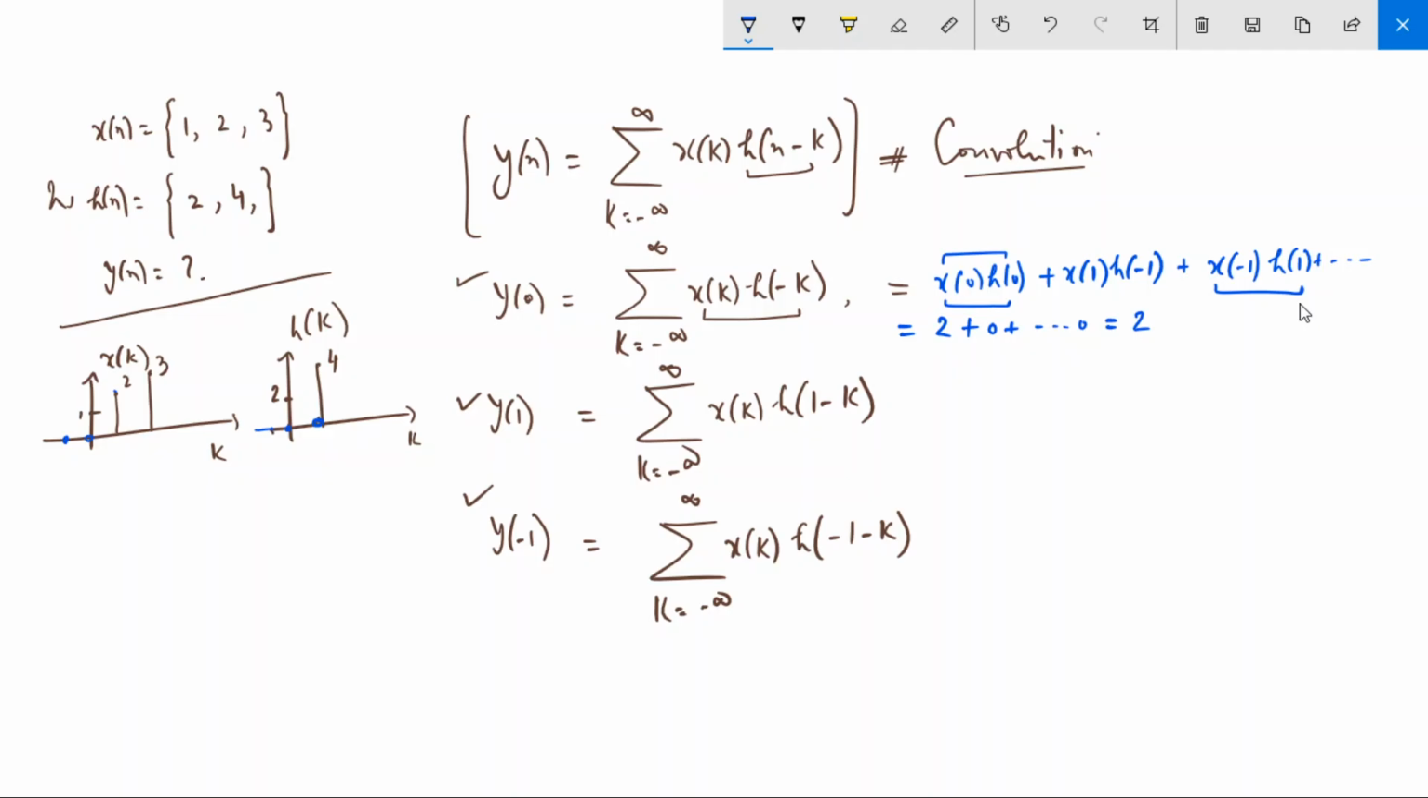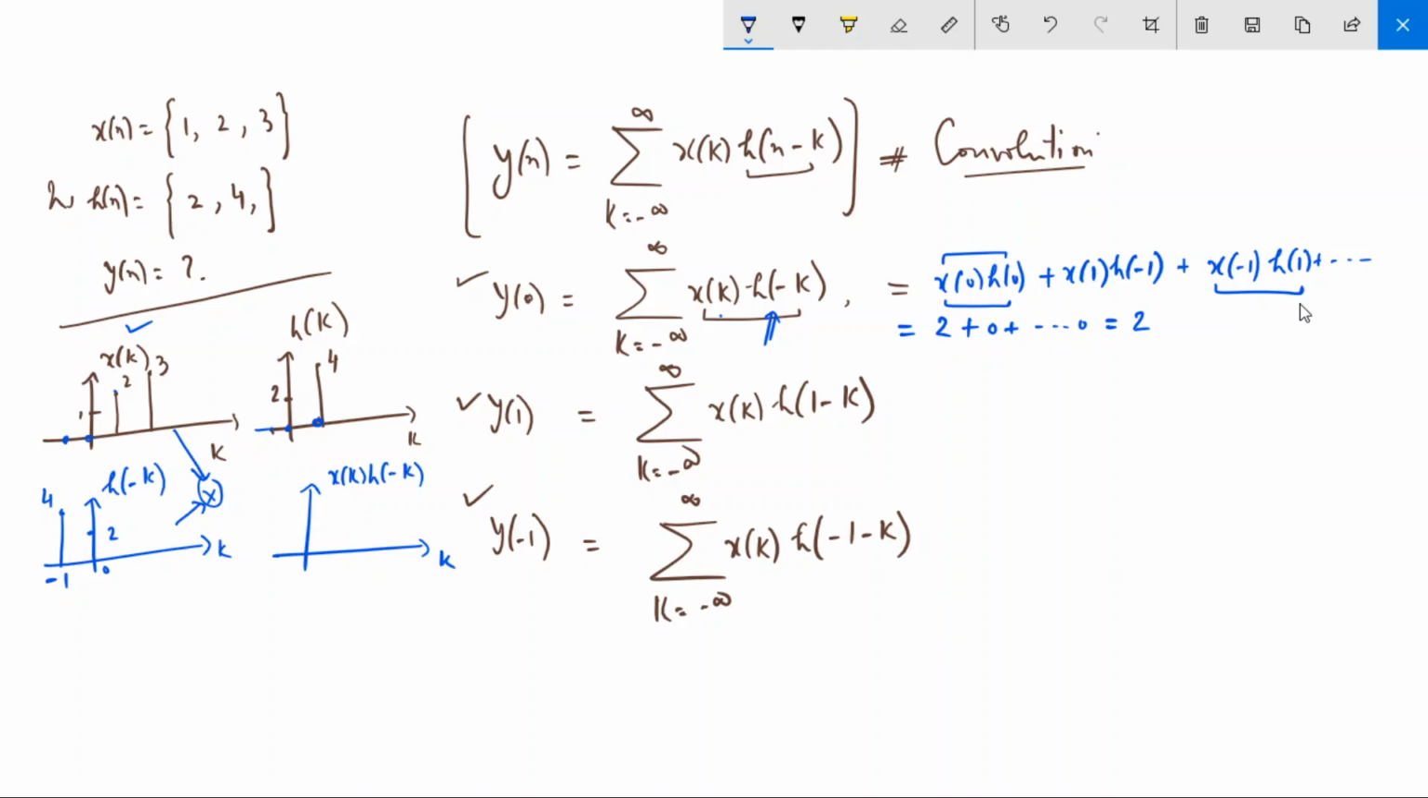Otherwise, you can also do it graphically. You have x of k, then you plot h of minus k. This is the folded version, folding of h of k, that is h of minus k. When you fold it, at 0 it is 2, and at minus 1 it is 4, and then you multiply these two signals together. When you multiply, you get the output sequence, which is x of k multiplied with h of minus k.